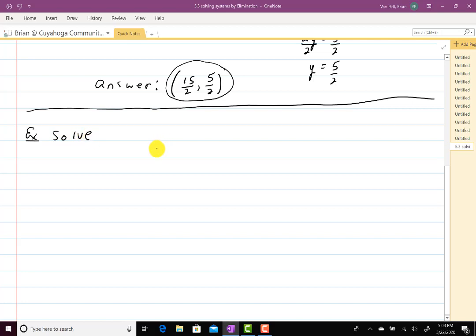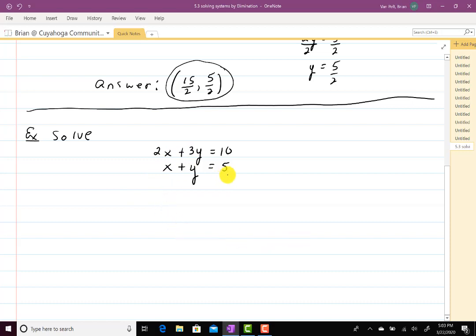So we're going to solve 2x plus 3y equals 10, and x plus y equals 5. Now, it's not quite like the last one. I can't just add them together and eliminate one of the unknown quantities. So just adding these together does nothing for us.